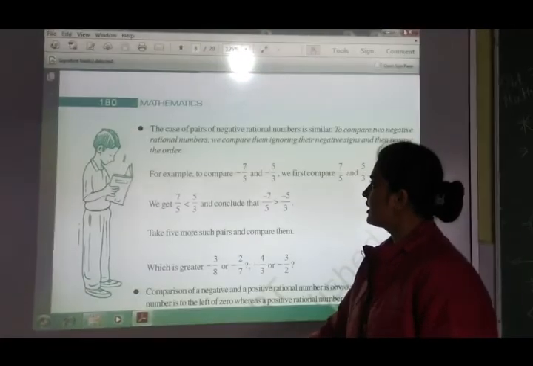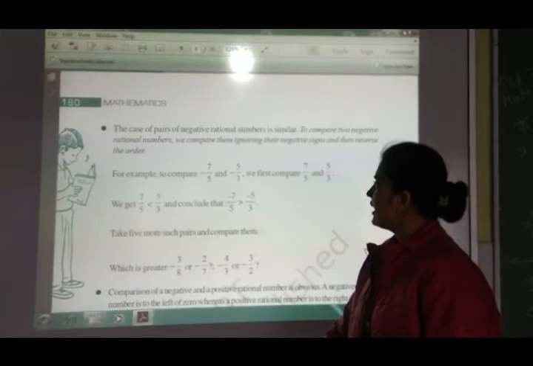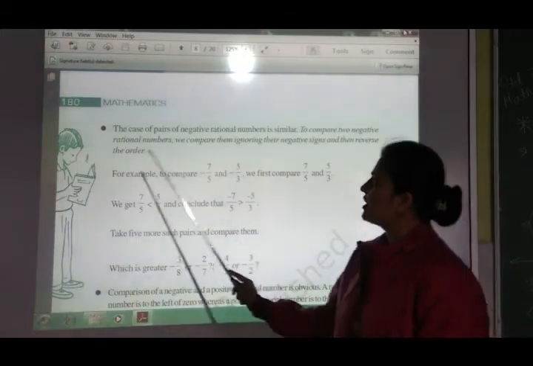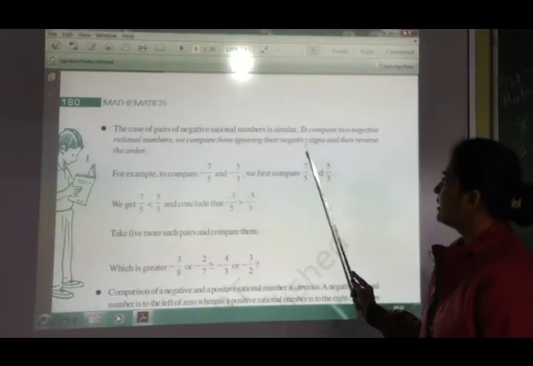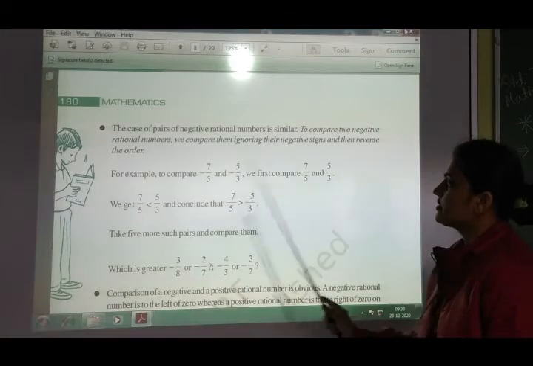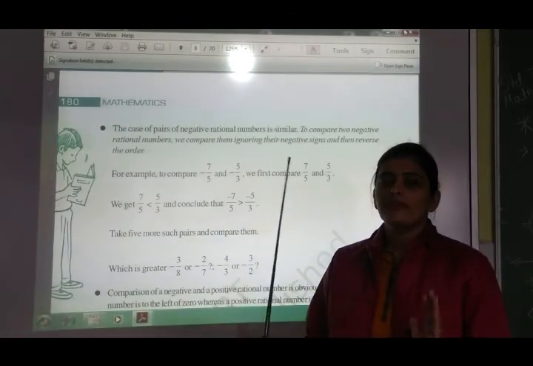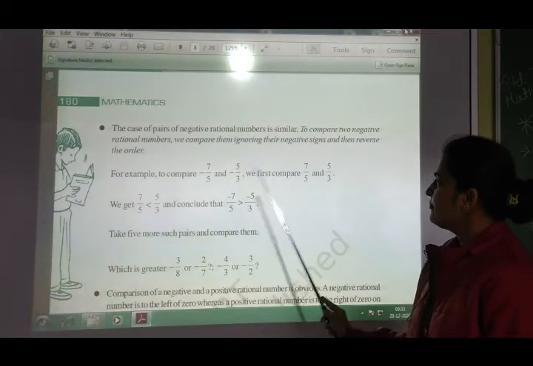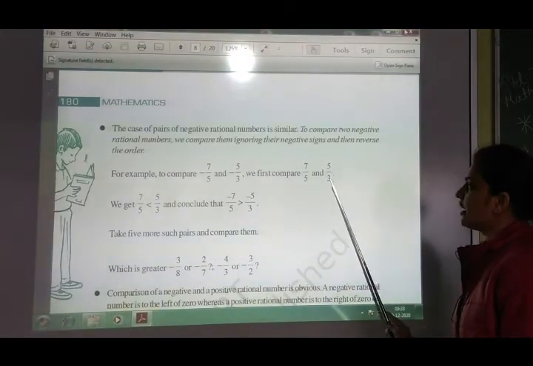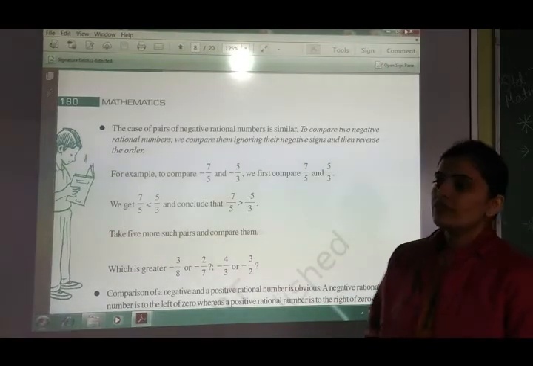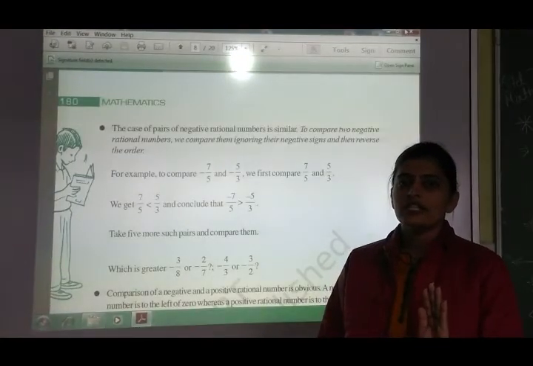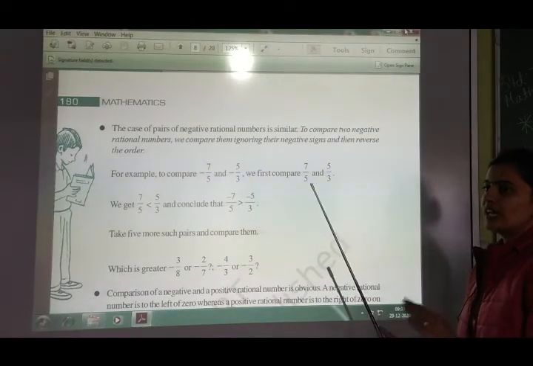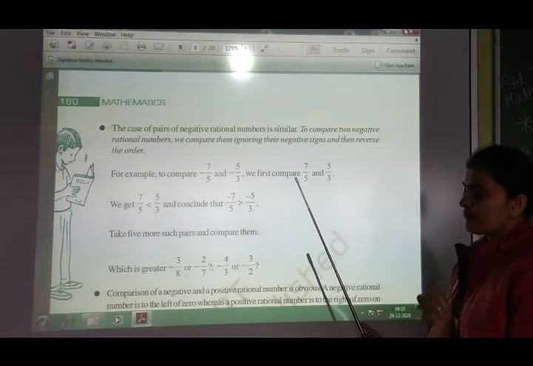Now another thing, the case of positive and negative rational numbers is similar. To compare two negative rational numbers, we compare them ignoring their negative signs and then reverse the order. Whenever we are comparing two negatives, what do we have to do? We compare -7/5 and -5/3. Both are negative, then don't see the negative sign. Only see that they are positive. Suppose they are positive, both negative signs we will exclude for the meaning.